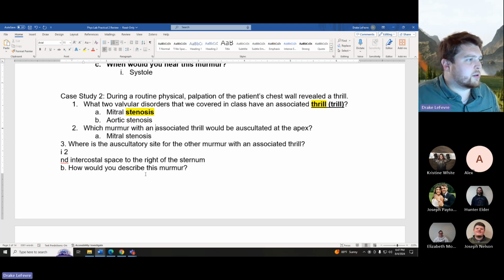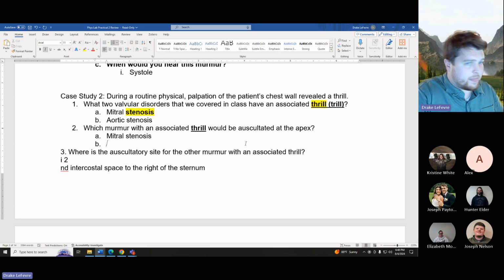Which murmur with an associated thrill would be auscultated at the apex? Now, I want to double check because it looked like something in the lab manual might have been. Okay, yeah, we're good. So again, thrill, we're talking about stenosis. So we're talking about the mitral stenosis.